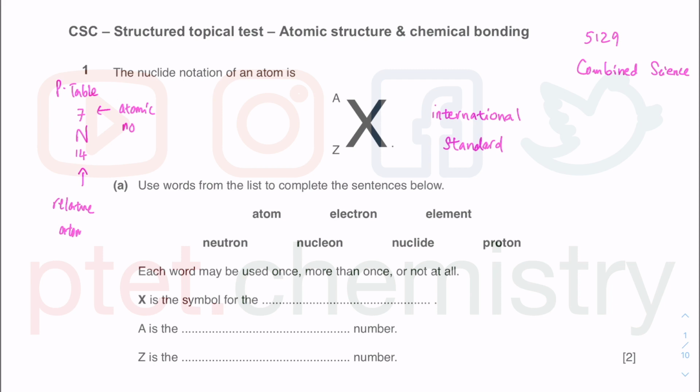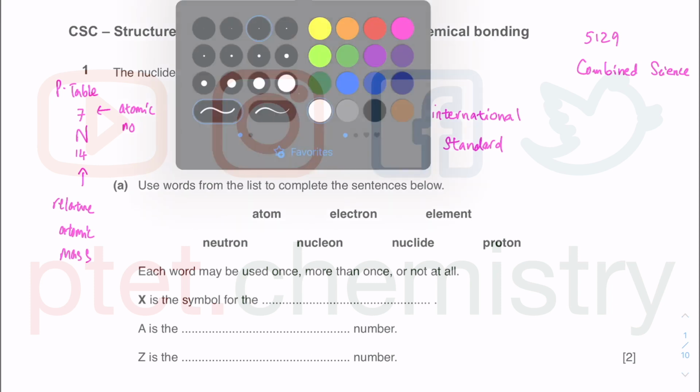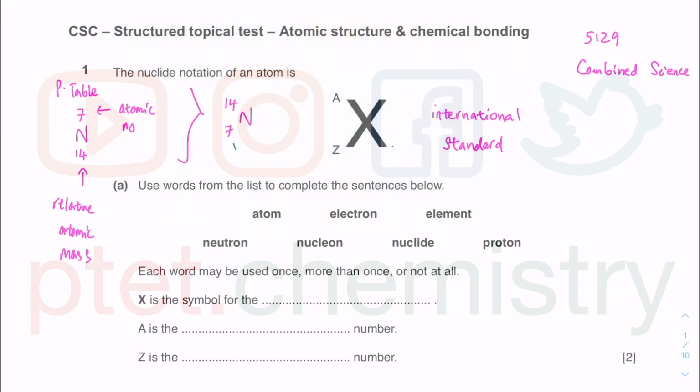However, when you are given the international standard, they will be looking like this, on the far left hand side instead of in the center. On the far left hand side, the number at the bottom is what you call the atomic number. So it's still the same thing, but it has another name called proton number.